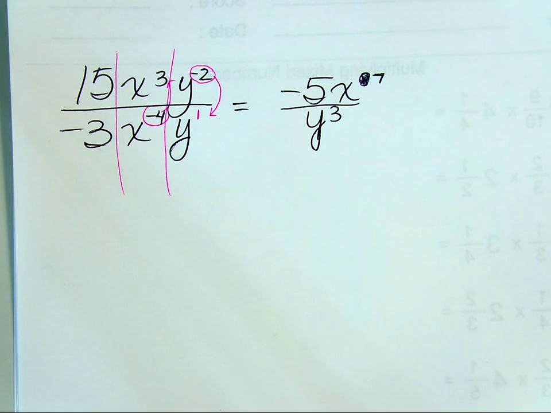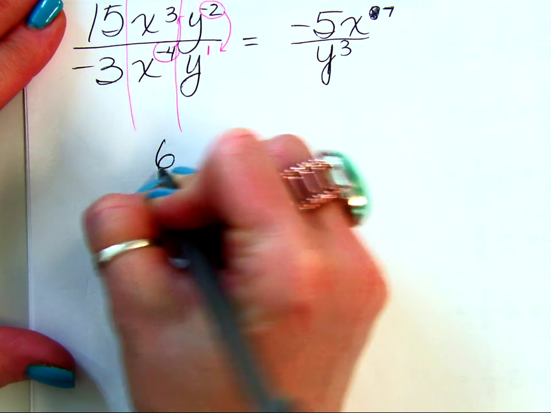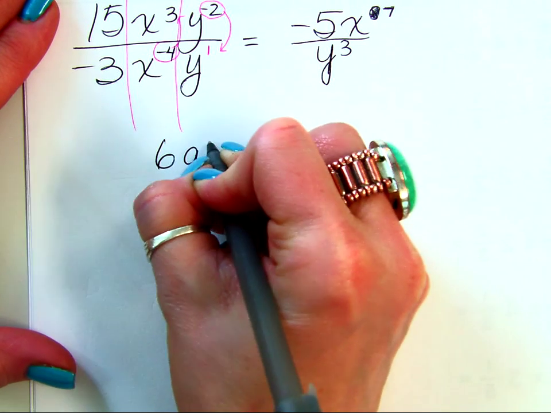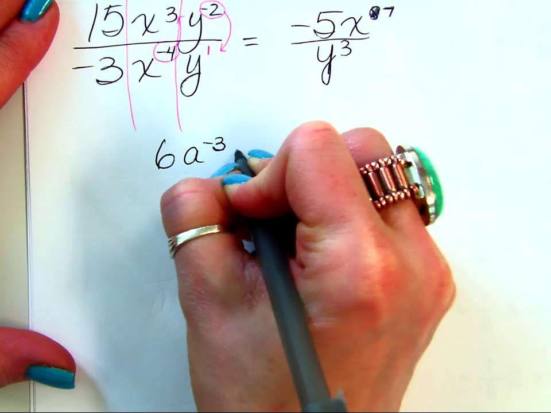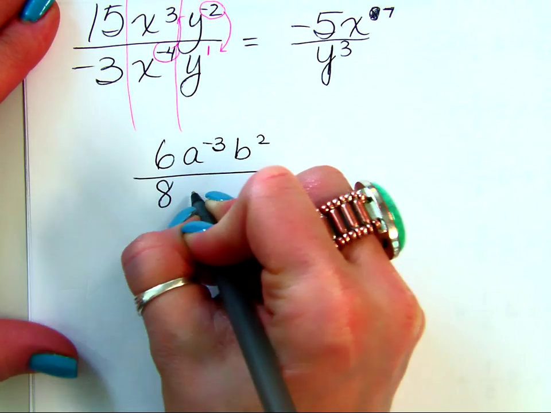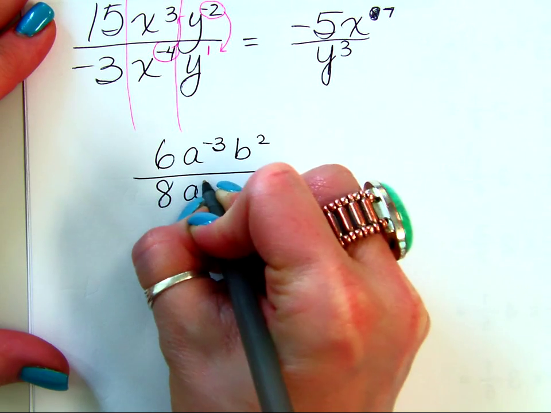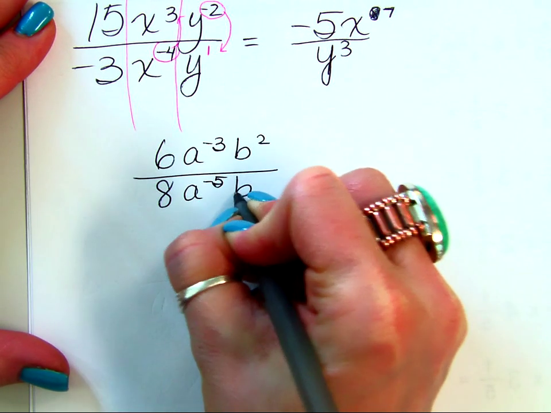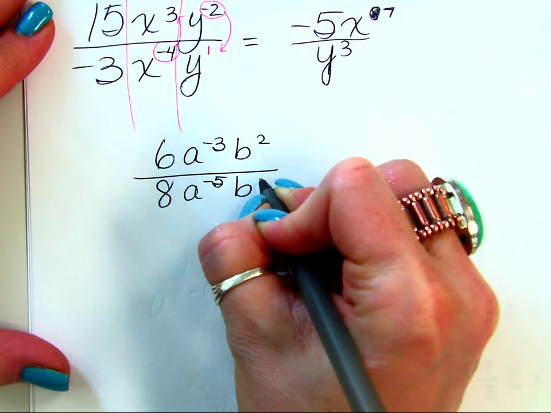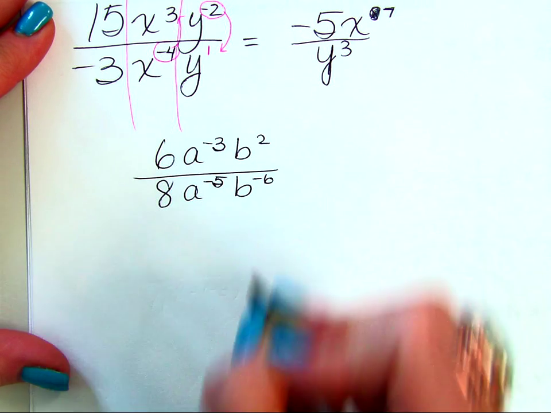All right, I'm going to give you one to try on your own. Are you ready? 6a to the negative 3rd b squared divided by 8 a to the negative 5th b to the negative 6th, we'll say. All right, try that whole thing.